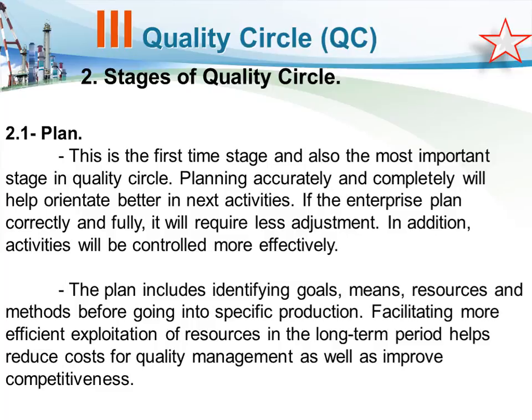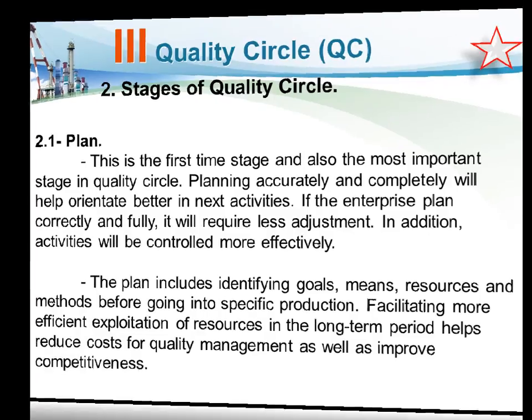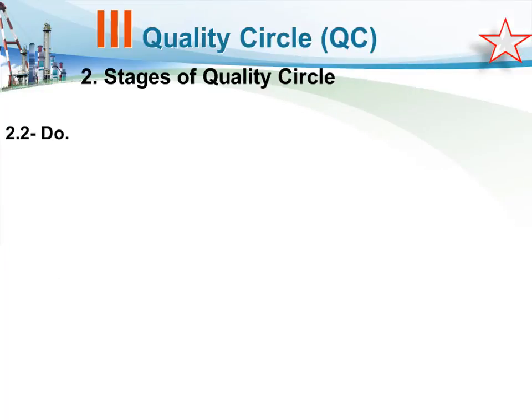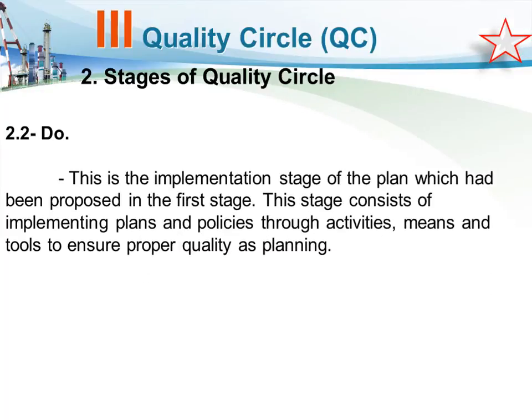The plan includes identifying goals, means, resources, and methods before going into specific production, facilitating more efficient exploitation of resources in the long-term period, helping reduce costs for quality management as well as improve competitiveness. The second, do. This is the implementation stage of the plan which had been proposed in the first stage. The stage consists of implementing plan and policy through activity, means, and tools to ensure proper quality as planned.